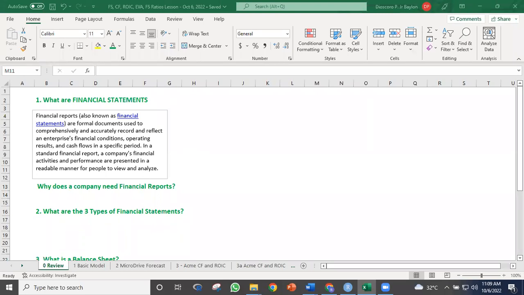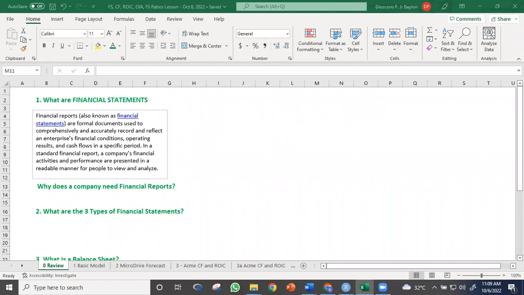Okay, so this is just a review because I know you have accounting subjects and you have already discussed a lot of this in your accounting subjects. So let's have a quick review of the fundamental concepts as regards financial statements. So the first question is, what are financial statements?